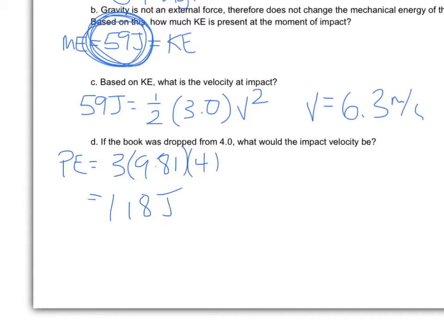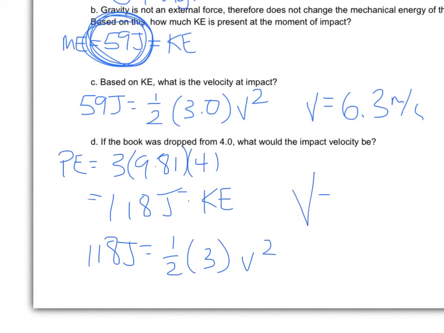And this potential energy is still equal to the kinetic energy at impact for the reason that was explained in part B. So now you have an object that has 118 joules of kinetic energy, and that's equal to 1/2 the mass times v squared. And when you solve for v, you get 8.9 meters per second.